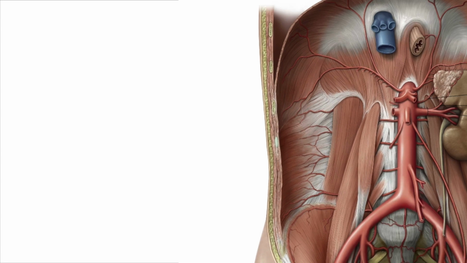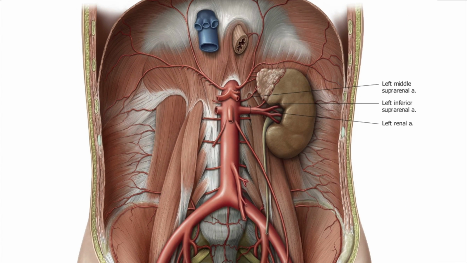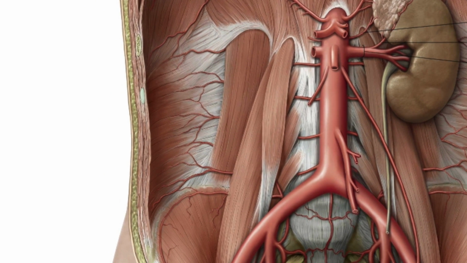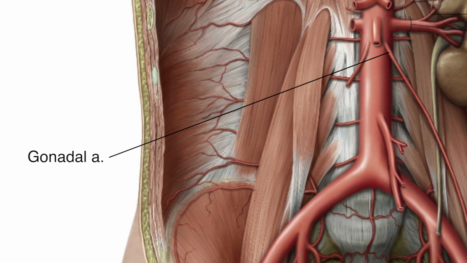Just above the kidneys are the adrenal or suprarenal glands. The suprarenal artery supplies this gland with blood. Continuing down the aorta, right around the second lumbar vertebrae, a paired branch that supplies the gonads of the male and female can be found. This is the gonadal artery.